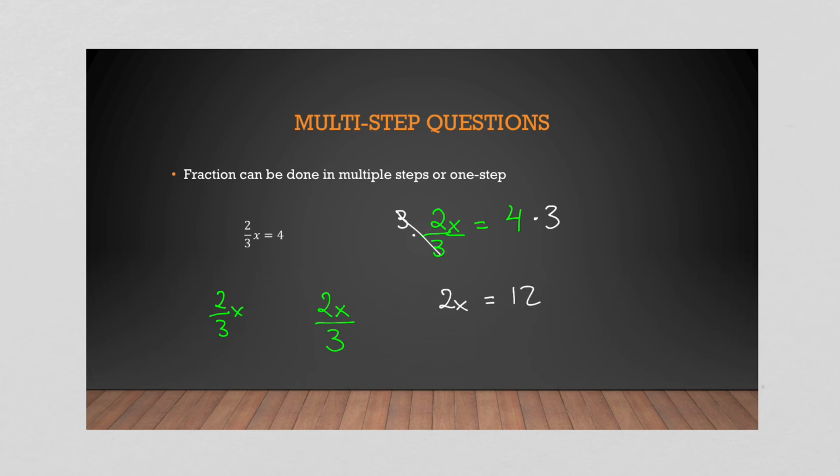And now we're down to a one-step question. Divide by 2, divide by 2. Boom. So x equals 6.